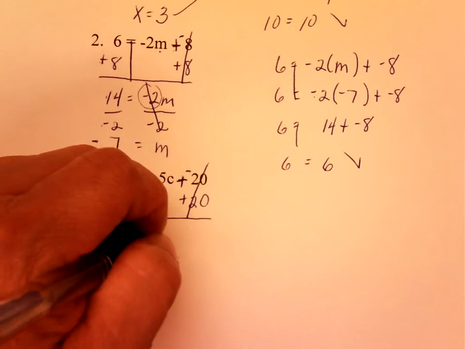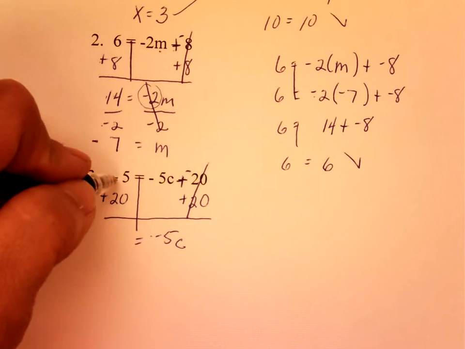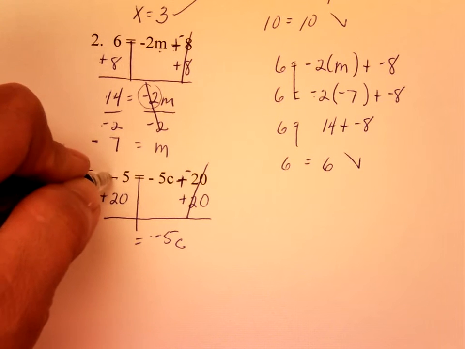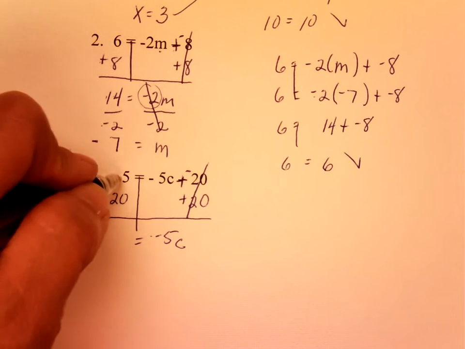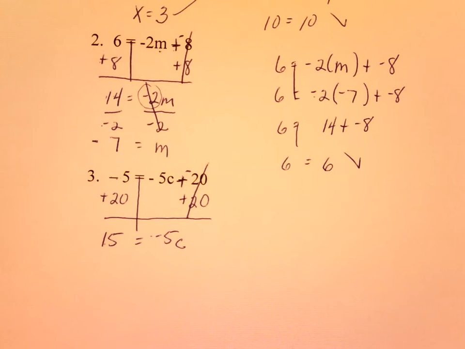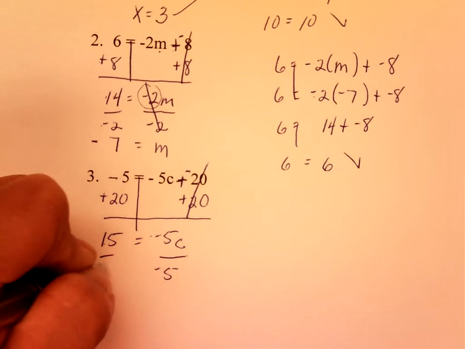So you're left with -5c is equal to -5 plus 20. You have a positive and a negative number, so you're going to subtract. So it's 20 minus 5 is 15, and 15 is positive because 20 is positive. You're going to divide by negative 5 on both sides.